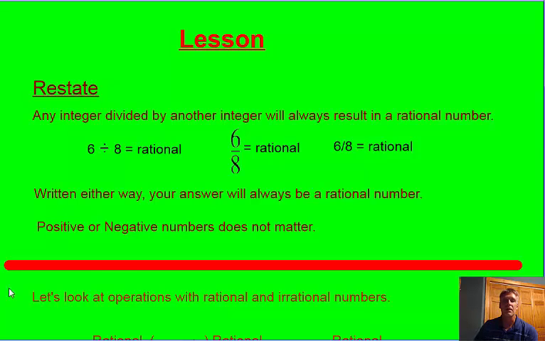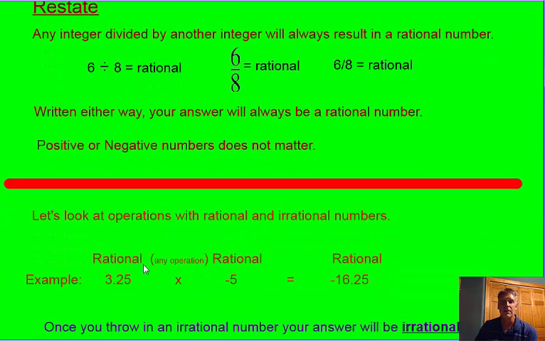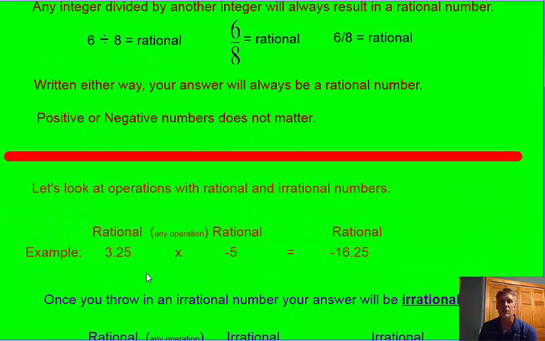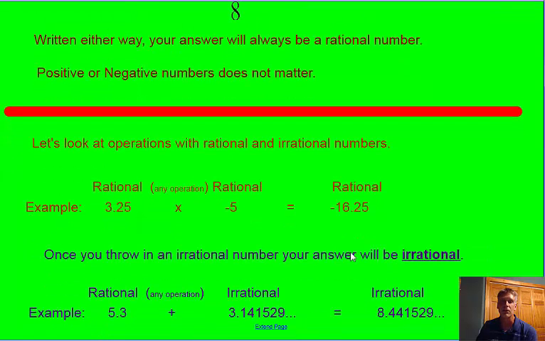All right, the next thing we want to look at quick is, let's look at some operations with rational and irrational numbers. Now, if I have a rational number, and any operation, I chose multiplication here, times another rational number, that will give me a rational. So if I have 2 rationals with adding or subtracting or multiplying or dividing, my answer will be a rational number. Now, once you throw in an irrational number, now my answer is going to stay irrational.